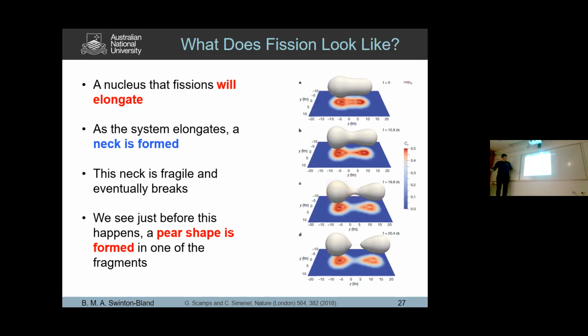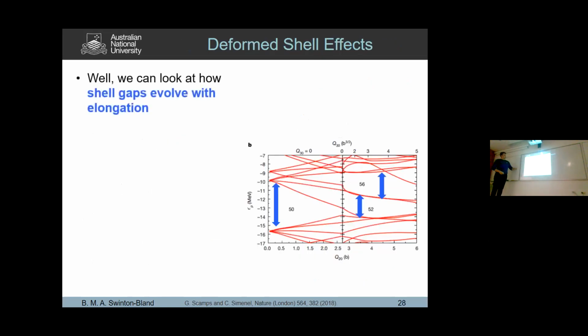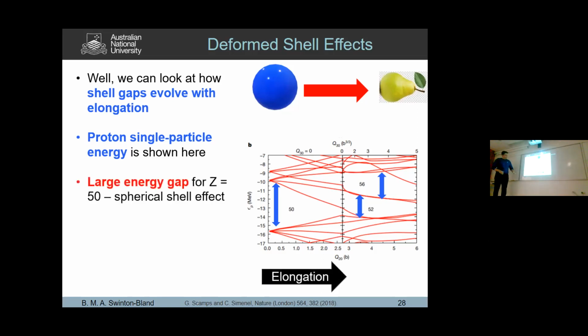Okay, so again, thank you to Scamps and Simonal. We have an example for this. We can have a look at how these shell gaps evolve with elongation. Now, this plot is the single particle proton energy plot on the y-axis, and on the x-axis we have the quadrupole moment on the bottom and the octupole moment on the top. To explain this, I want to think first of all of the quadrupole moment as simply an elongation system.